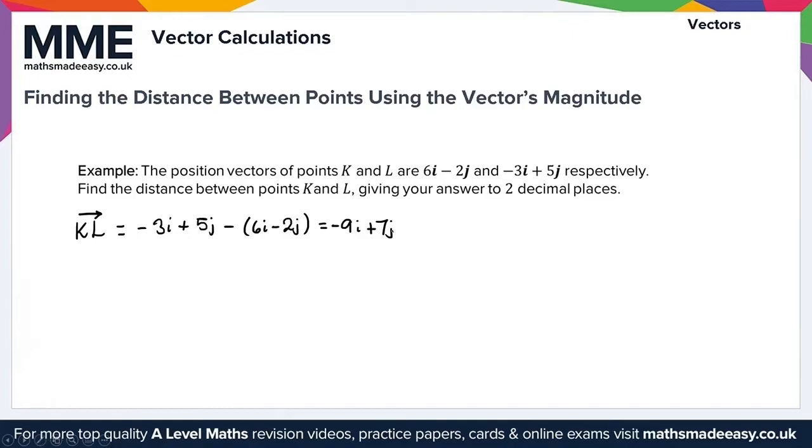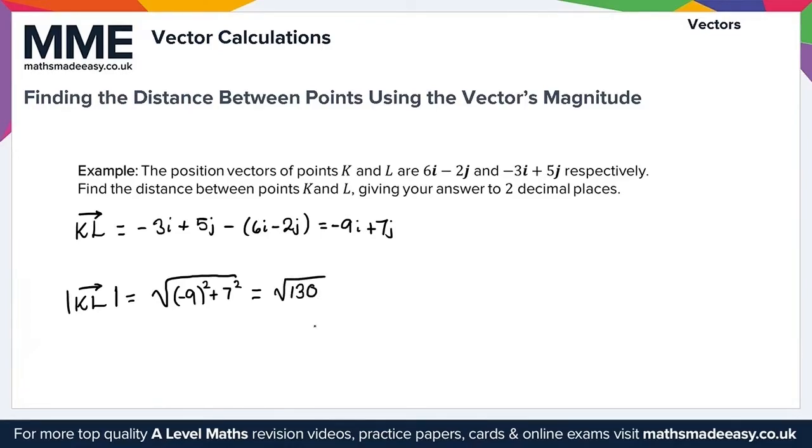Okay. And finally here, all we need to do then is just simply calculate the magnitude of this vector here. So in that case, we're looking for the magnitude of KL here. And remember, to do that, we just apply Pythagoras' theorem. So this is equal now to the square root of minus 9 squared plus 7 squared. Okay. And what that would give us there is 130, or the square root of 130.